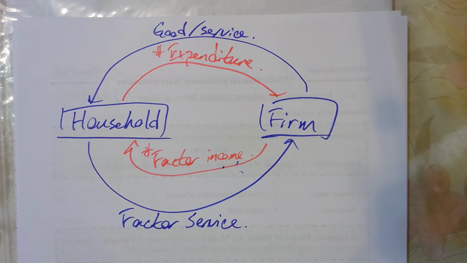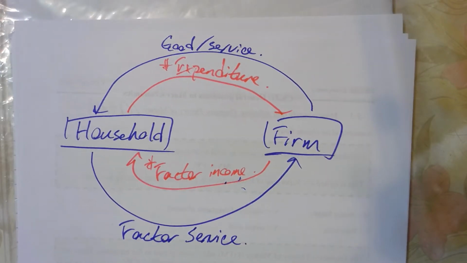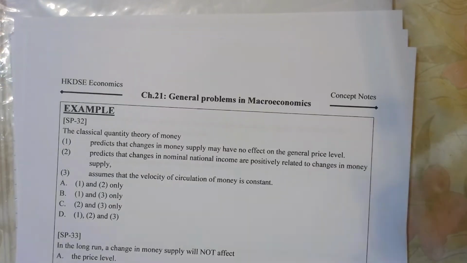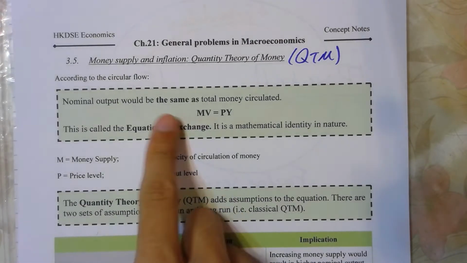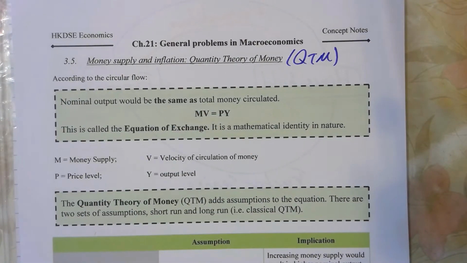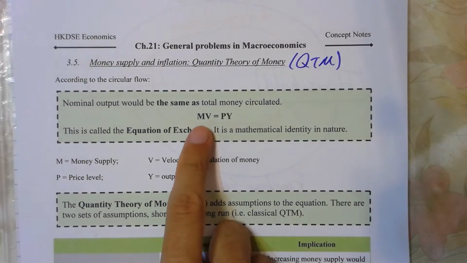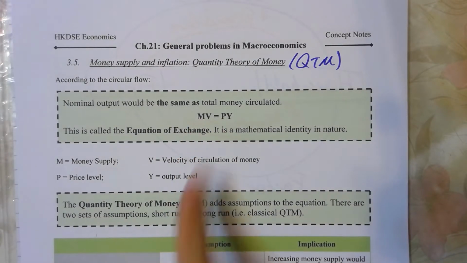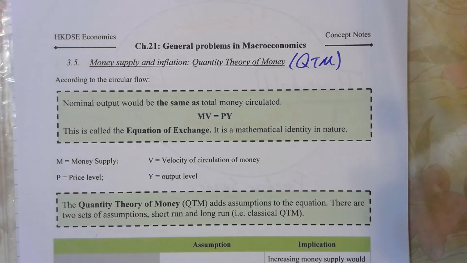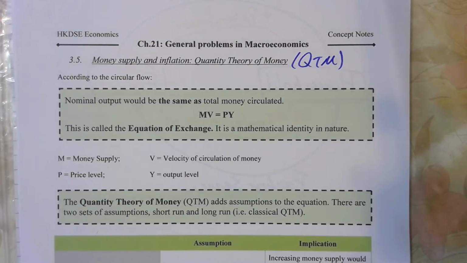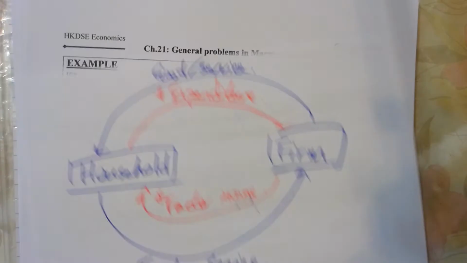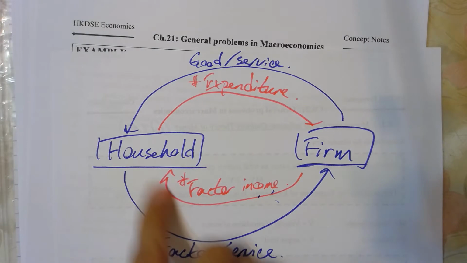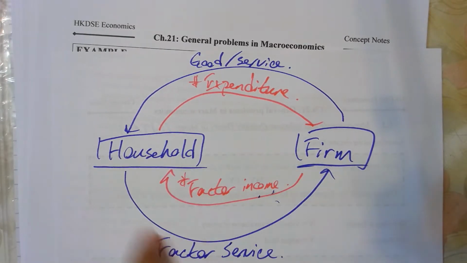Now, with this idea, we actually can quantify things. Here, nominal output would be the same as the total money circulated. This is what we say, right? Now, we say MV equals to PY. Now, let's break it down. M is money supply. V is velocity of circulation of money. Namely, how many times this money has circulated, right?